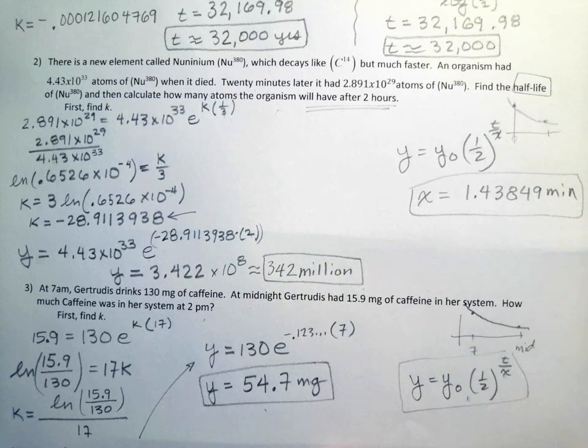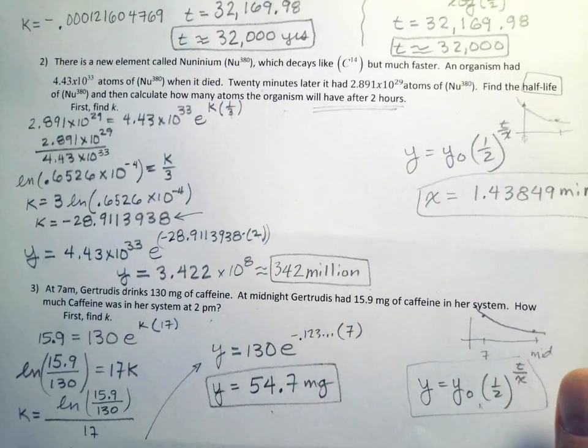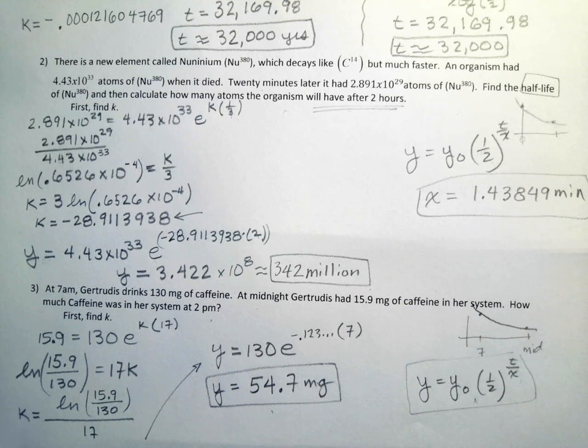All right, so that is page 2 and page 3 of the notes. I'm going to stop this video, and the next video we'll cover page 4, which is Newton's law of heating and cooling. Using the same general formula, we'll use the decay formula for that.